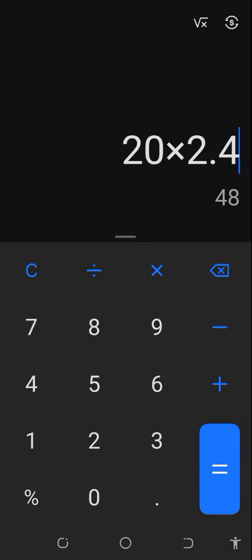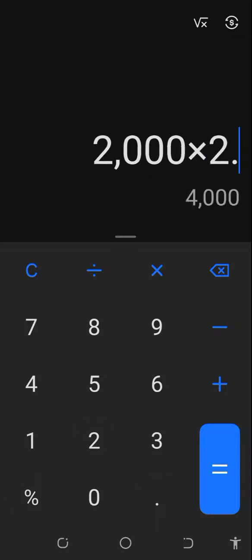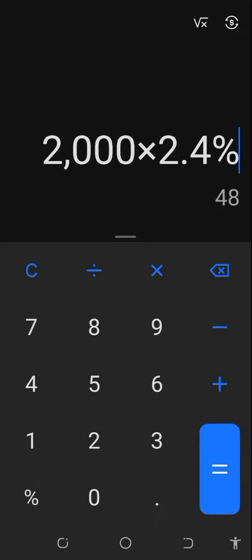So if you had $2,000, for instance, what will you get? Times 2.4%, what will you get? You get $48. So that means that if you had $1,000, you would get $24 as your profit. If you had $100, you would get $2.40. And that's why with my $20, I was able to get 48 cents.